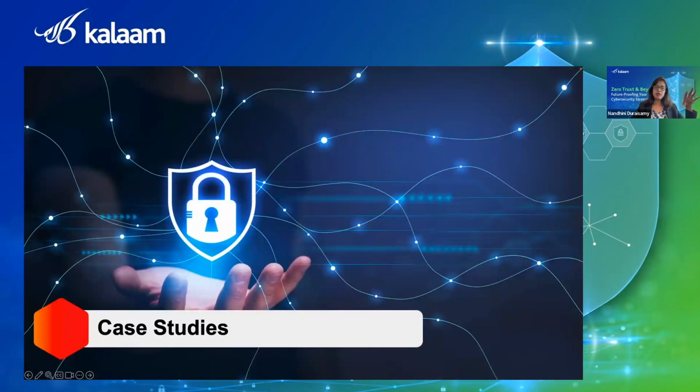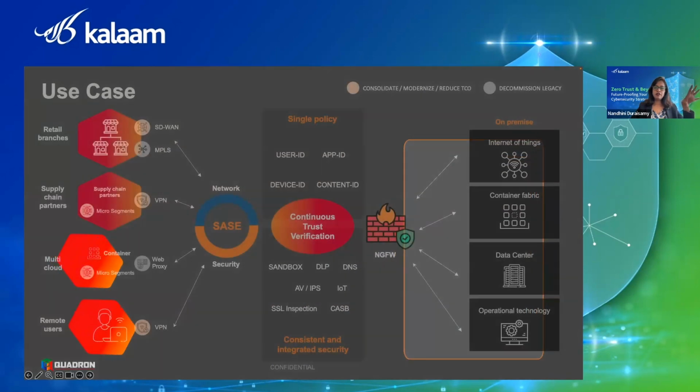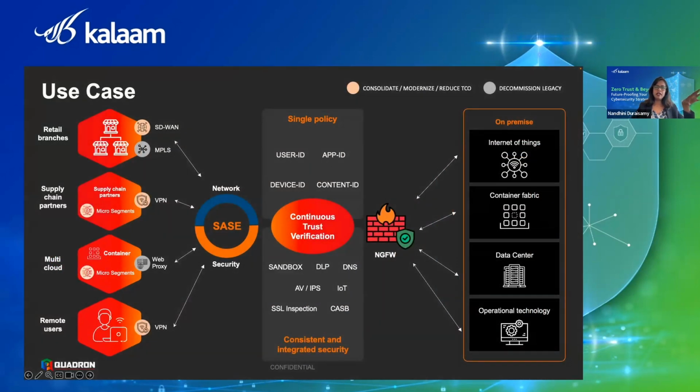I'm not taking any particular case study, but it's a combination of, on the left, you can see the SASE, and on the right, you see the on-premises, and how, for retail or supply chain, for multi-cloud, for remote users, whatever your environment is, it is connected to the zero trust, which is in the middle, and whether you are on-prem and then through the firewall, how is it connected?